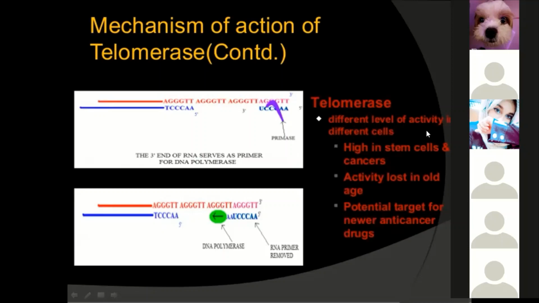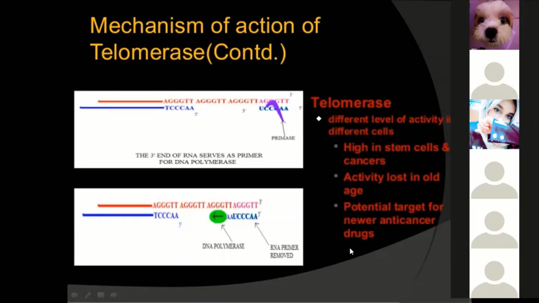This telomerase has different levels of activity in different cells. As I told you, with aging, the action of telomerase diminishes, and the gap size gets shortened. So we can know the age of a person, and because of that there is more aging. Many activities get diminished because we lose lots of bases with every division. So there are different levels of telomerase activity in different cells. There is high activity in stem cells and cancer cells. Activity is lost in old age, and it is a potential target for new anti-cancer drugs.